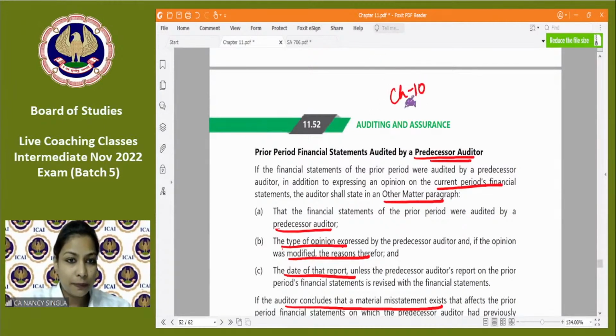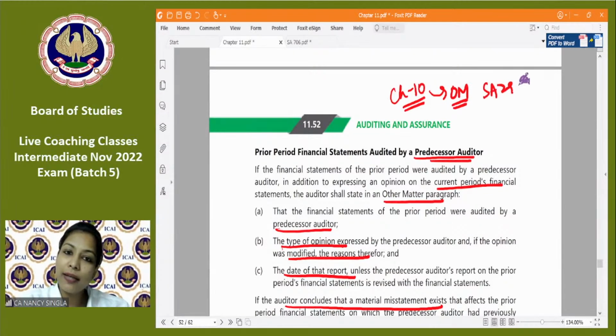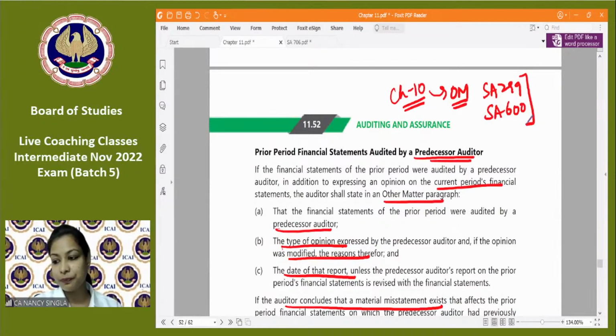In chapter number 10, I referred to the other matter paragraph when we were doing SA 299 and SA 600. I want all of you to remember when such communication is required: whether it is in 299, or in 600, or in both. Then the other matter paragraph will be understood very well. So with this we have finished the entire chapter. In case of any doubt, please send in your replies.